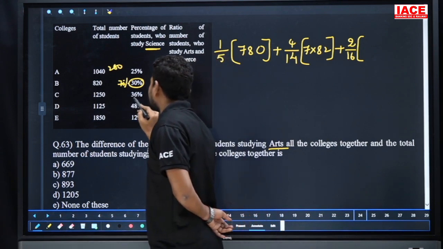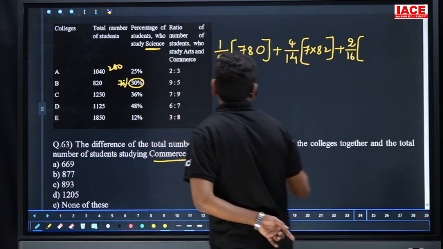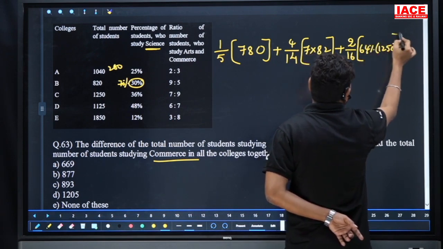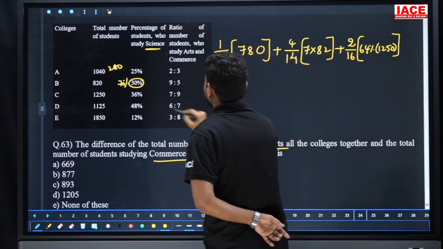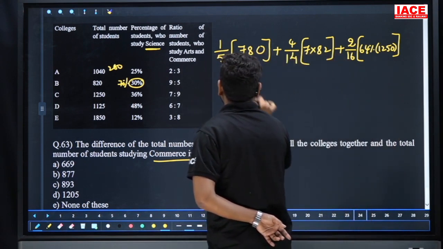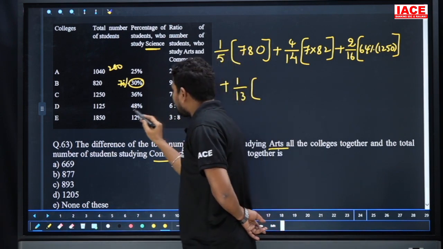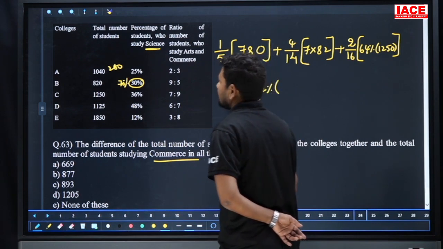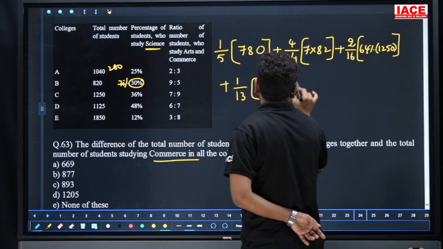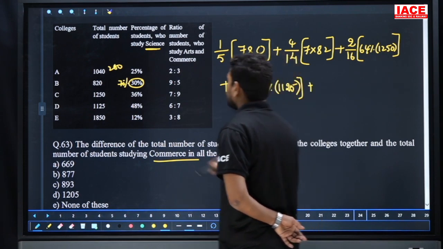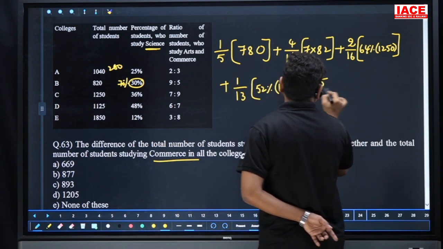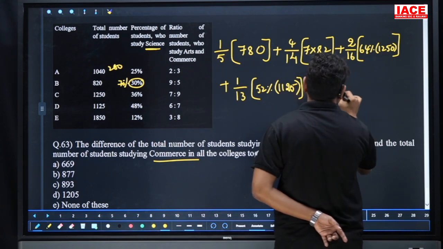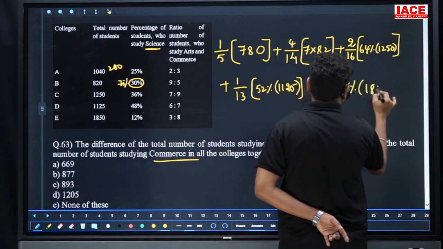Here we require 36 percentage. 36 percentage means it is equal to 64 percentage. 64 percentage of 1250, and 16 it is going to cancel now. So that's why I'm writing directly here, 6 to 7 gap is 1 by 13, and here 6 1 by 13, and 48 percentage of 1125, we can write 52 percentage. 52 percentage of 1125. And next here, 3 to 8 gap is 5, so 5 by 11 of 185 and 12 percentage of 185, it is 88 percentage of 1850.